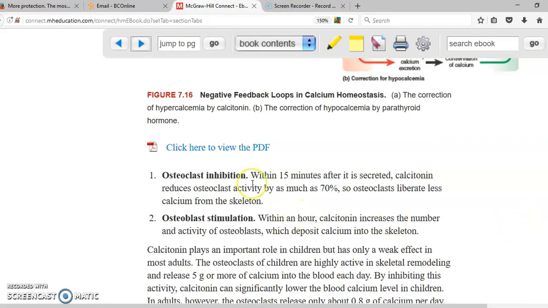Therefore, what is the name of the cell that is going to put the calcium in your bones? Osteoblast. Therefore, there's going to be an osteoblast stimulation by the calcitonin, so you can remove the calcium from your blood and put it into your bone. Obviously, it makes sense to have the osteoclast inhibition, right? So the calcium does not get removed from your bones.